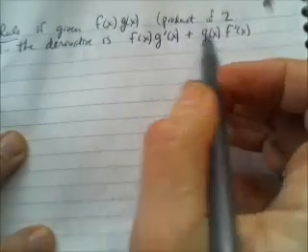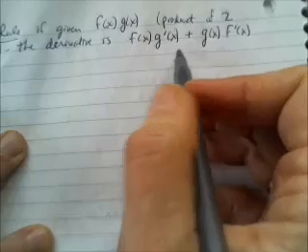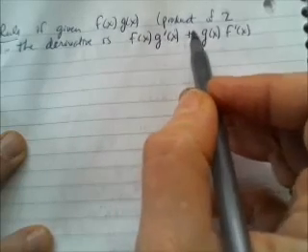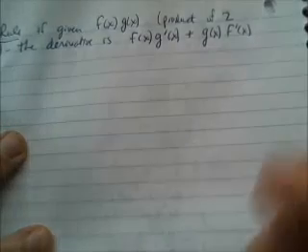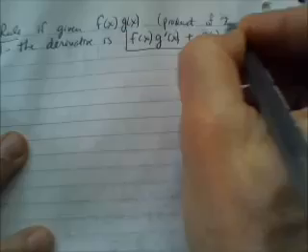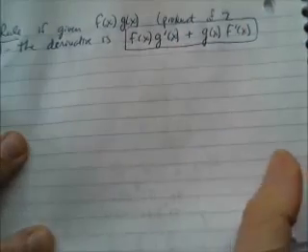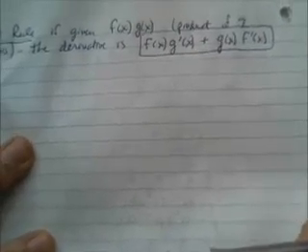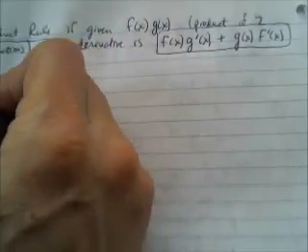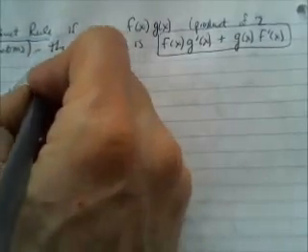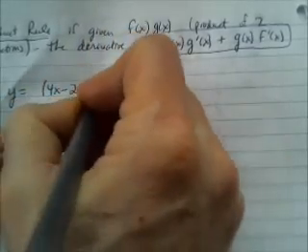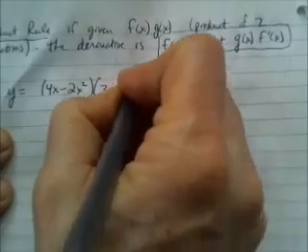This is how we write it, but when we say it in class, we'll say first times the derivative of the second, plus second times the derivative of the first. So this is a really powerful and important rule of taking derivatives. That's the product rule. And what does it look like in action? Let's say we have y equals 4x minus 2x squared times 3x minus 5.